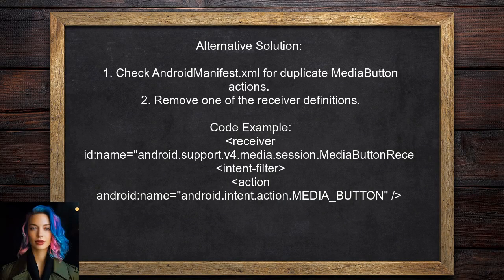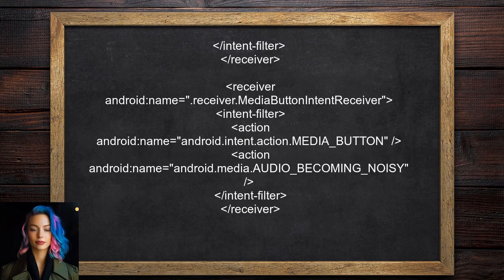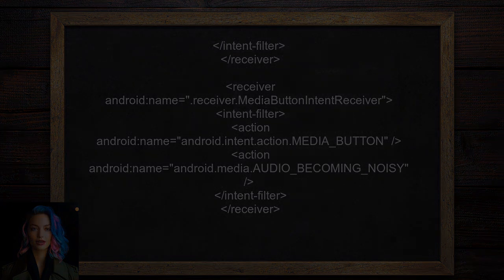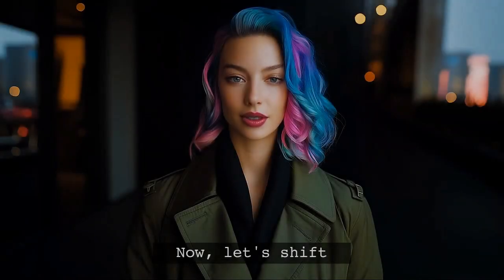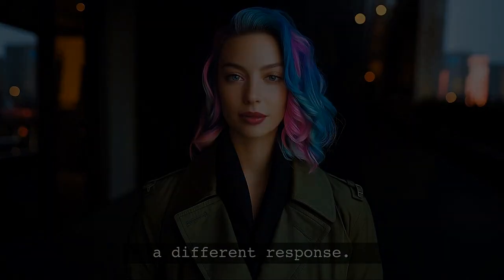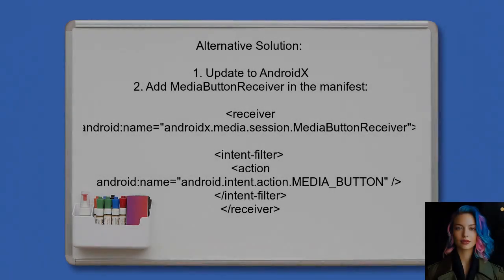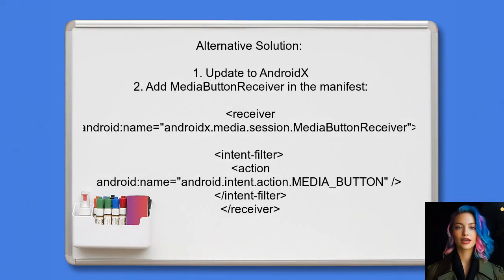One user encountered a similar crash due to defining two media button actions in their Android manifest.xml file. They resolved the issue by removing one of the duplicate receiver definitions, which eliminated the error. Now, let's shift our focus to a different response. An alternative solution provided by another user is to update to Android X. They suggest adding a media button receiver to your Android manifest to handle media button events.